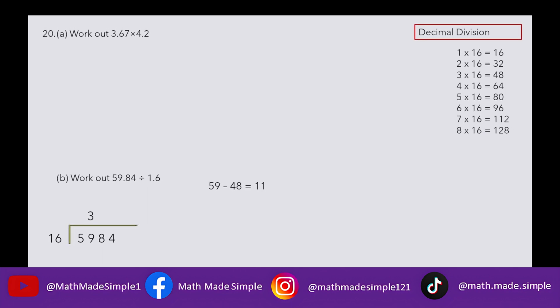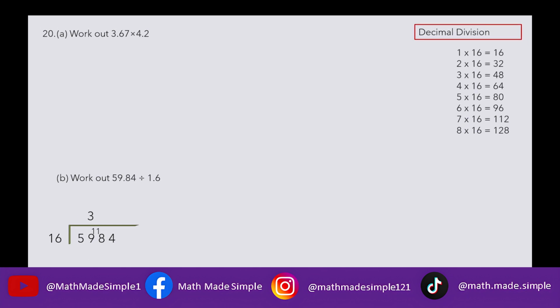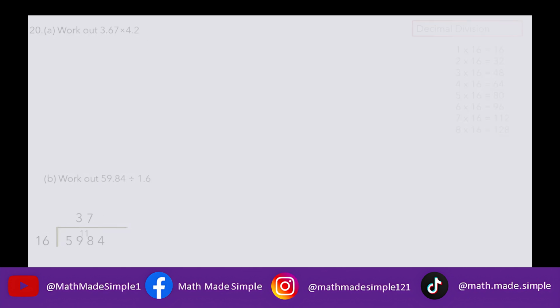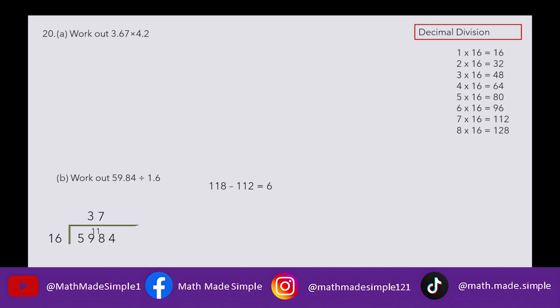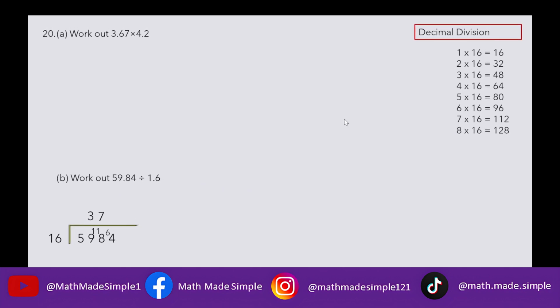Which is 11. So I write 11 next to the 8, so that's 118. And then I do the same for 118, and the largest multiple that can go into it is 7 times 16. So I would write 7, and then I need to find the remainder, which is 6. So then I write 6 next to the 4, so that's 64, and I can see it can go exactly into 16 4 times, so I will write 4.